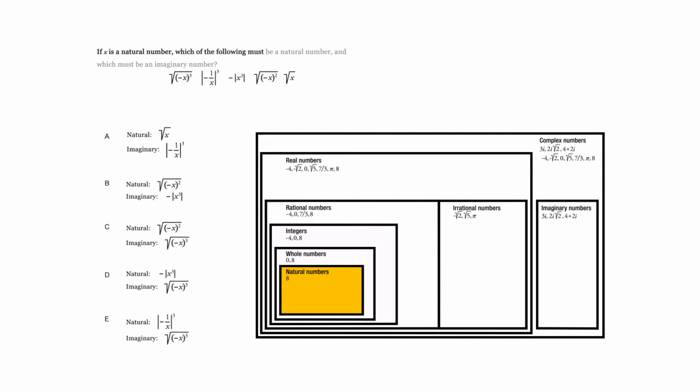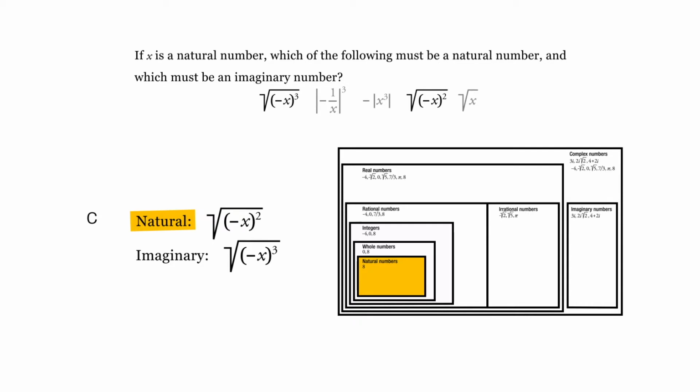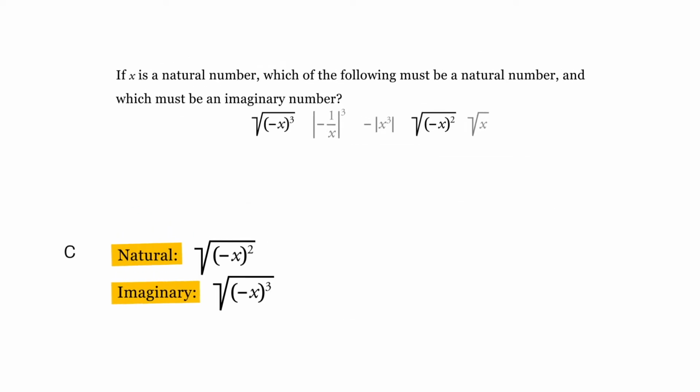Which of the following must be a natural number and which must be an imaginary number? The answer is this one: the square root of negative x squared has to be natural, and the square root of negative x cubed has to be imaginary. And let's pick a number. Let's just make it easy. Let's make x be 1.